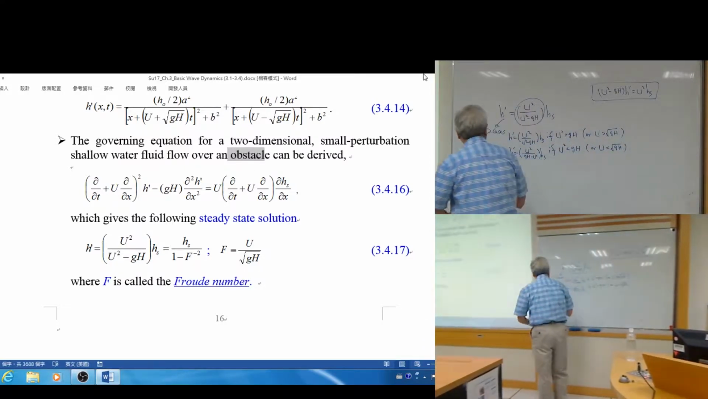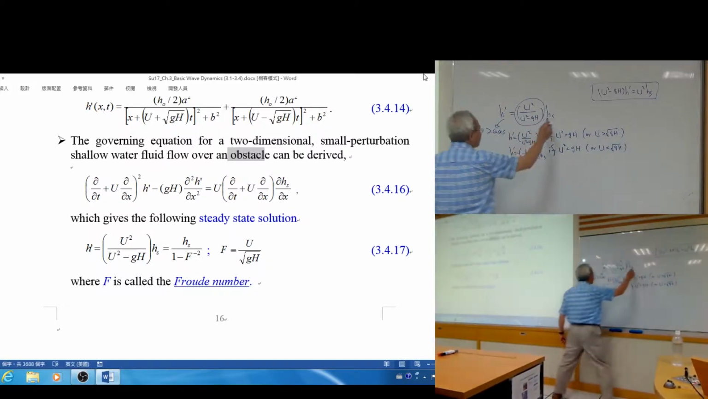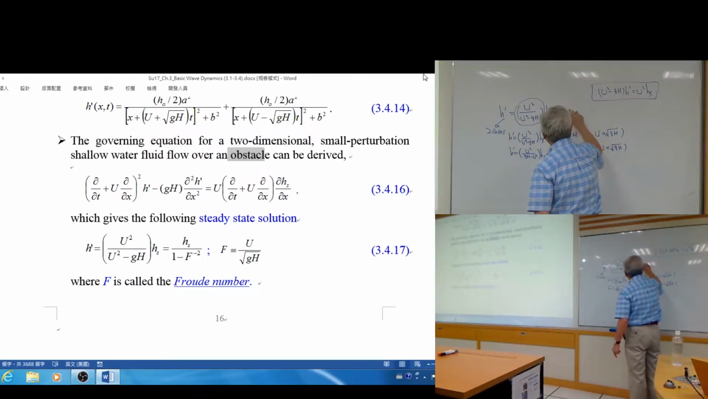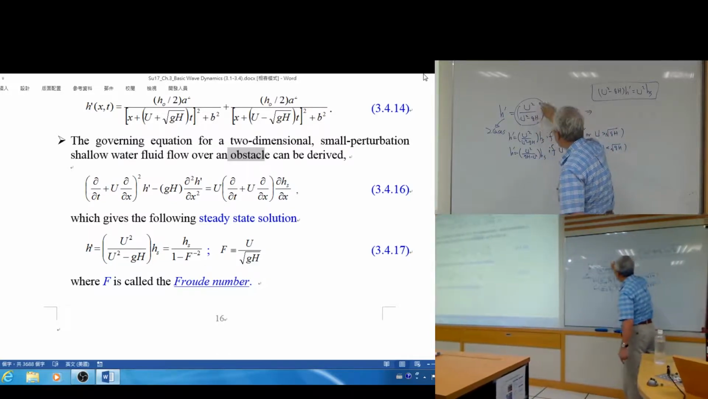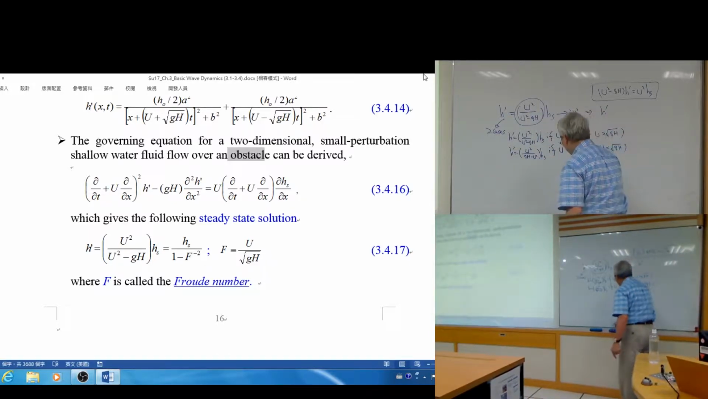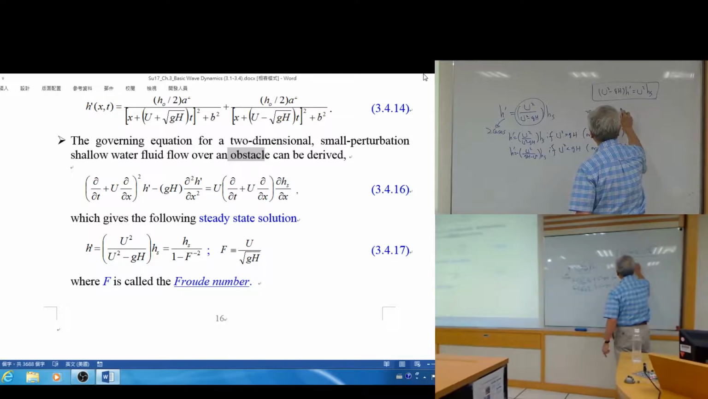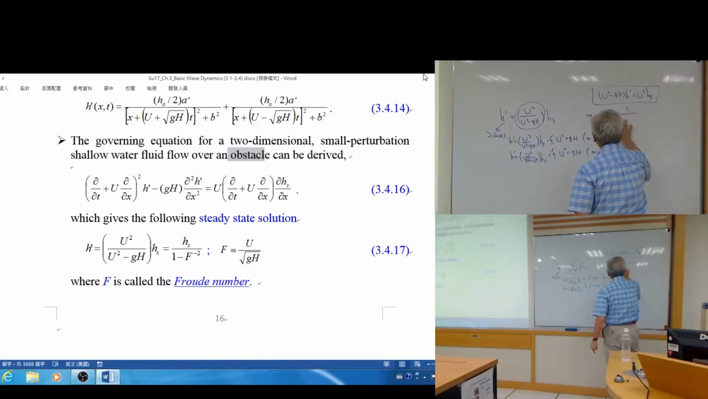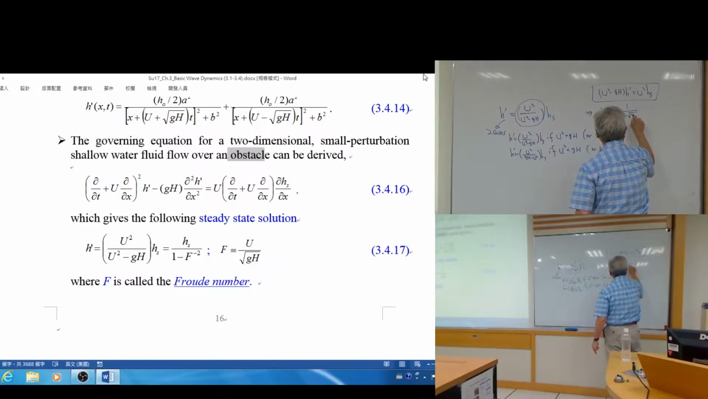Let me do something quick: if we divide by U squared on the right hand side, this is a very simple thing. This implies h prime equals 1 over 1 minus gH over U squared, times h sub s.